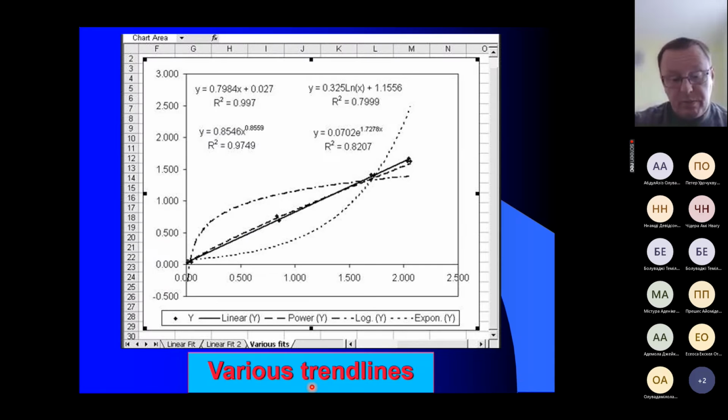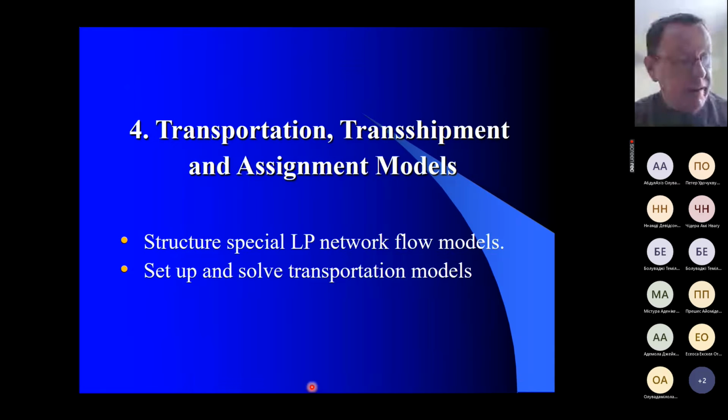Okay, let's go back to our questions, and the last theoretical question for topic 4. It's an introduction to optimal management problem solving by example of transportation, transshipment, and assignment models. In fact, we will consider only the transportation problem. Transshipment and assignment will be out of scope because it would take too much time.